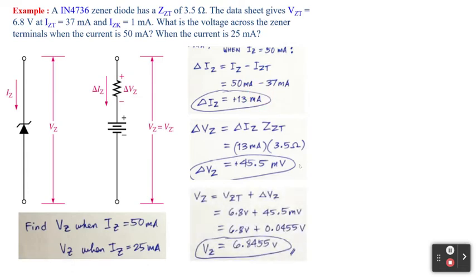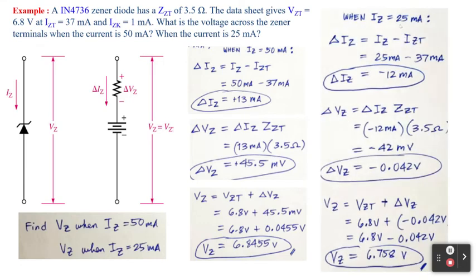So doing the same thing we have here. By the way, I forgot to calculate the VZ. So in other words, the VZ is equal to VZT plus the change in VZ. So the VZT is equal to 6.8 volts. You add the 45.5 millivolts, and we will get 6.8455 volts. That's the answer to this question. Now, you may wonder where I got the VZT. It's given in the question here that the datasheet gives VZT equal to 6.8 volts.